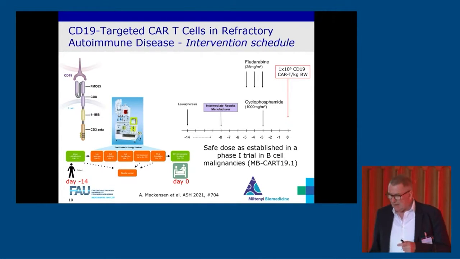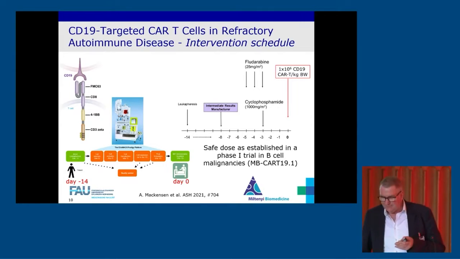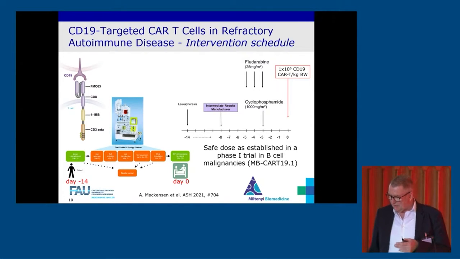So here I have summarized our approach. For the studies we will present now, we use a second generation lentiviral vector encoding an anti-CD19 CAR T that was kindly provided by Miltenyi Biotec. After conditioning with cyclophosphamide and fludarabine, a dose we have also used in a phase 1 trial in malignant lymphoma, the patients received 1 million CD19 CAR T cells per kilogram body weight as a single infusion.